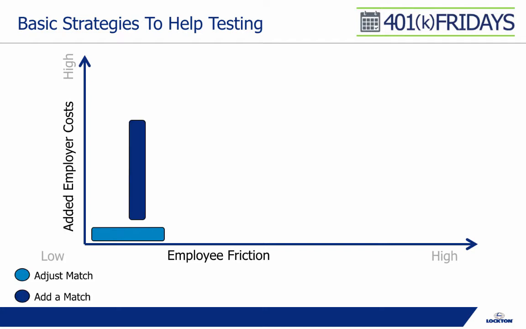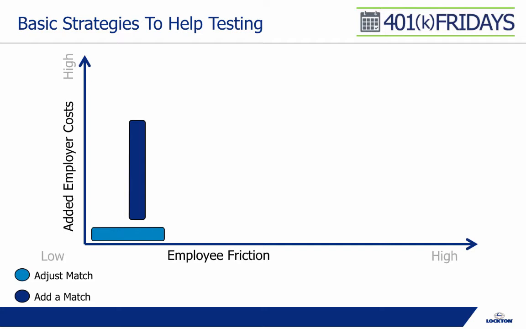If you don't have a match and you're failing testing, well, you can certainly look at adding a match. Obviously, if you're adding a match, you're going to be adding cost. Probably not a lot of employee friction there, as if you don't have a match, that'd probably be received pretty well by your employee population. But nonetheless, as we talked about a second ago, if you are going to add a match, think about what your match targets are going to be. The last thing you want to do is add a match and not have it have the desired impact on your testing results.